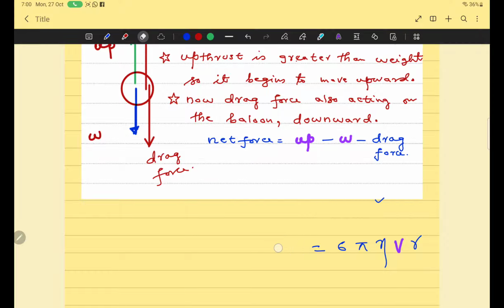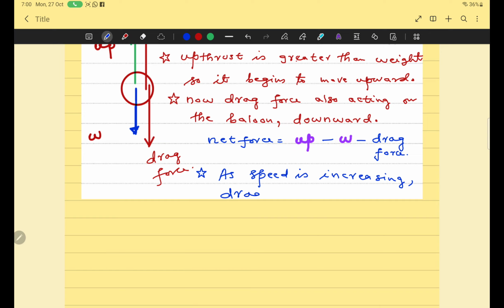So now I am writing the next sentence. As speed is increasing, drag increases.